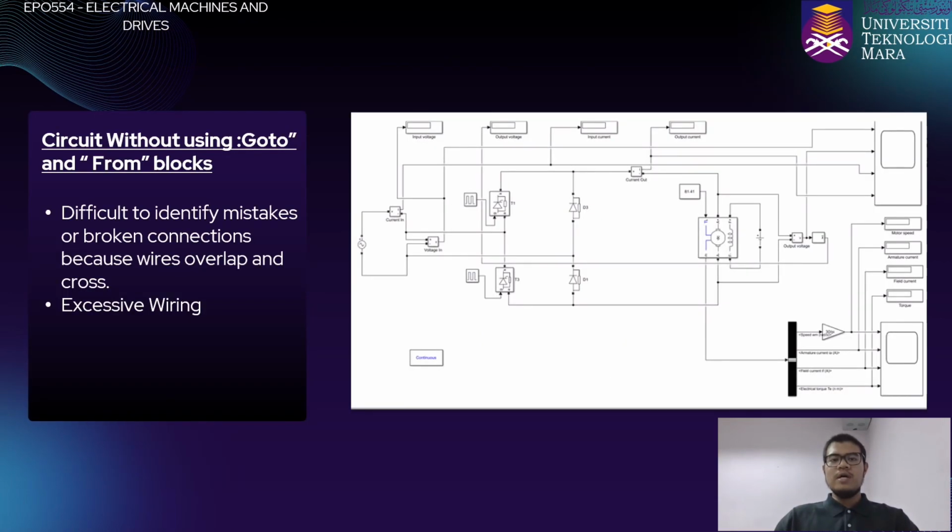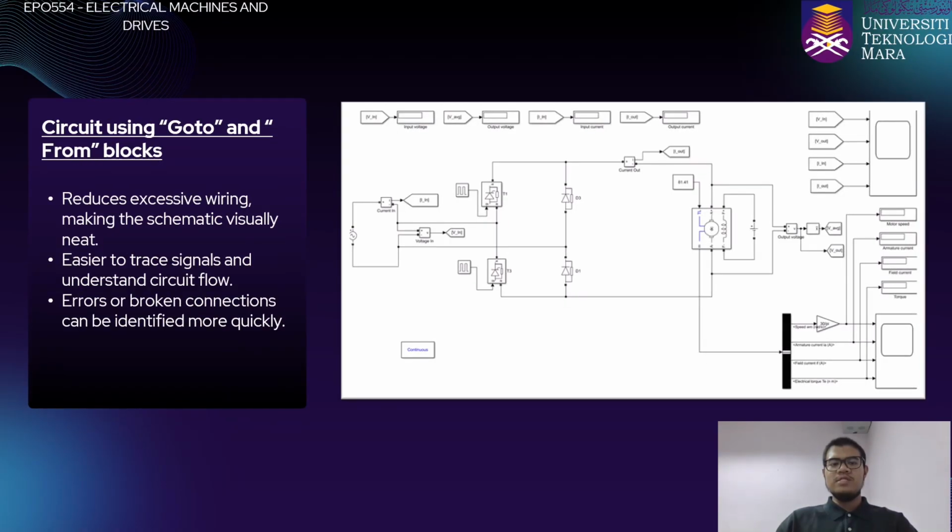Now I want to show our innovative approach to construct the circuit. Here is shown the circuit without using both To and From blocks. The disadvantage is that it is difficult to identify a mistake or broken connection because wires overlap and cross. Next, it has excessive wiring.